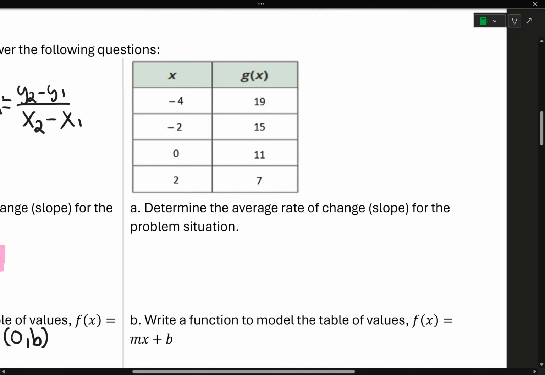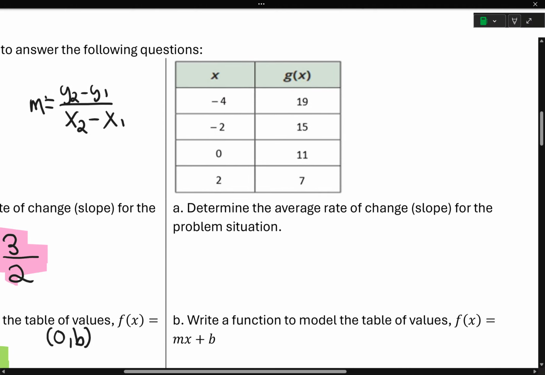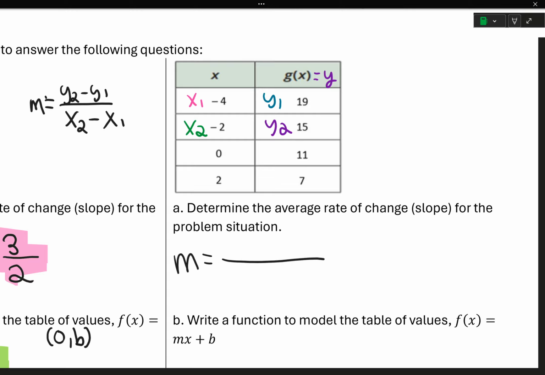Here's another table. Make sure we can still see the slope formula. There it is. Let's label x1, x2, y1, y2. Whenever we have g of x or f of x, that's our y's. All right, let's find slope. y2 is 15 minus y1, which is 19. x2 is negative 2 minus x1, which is negative 4.